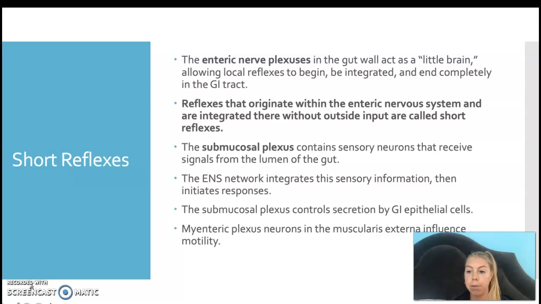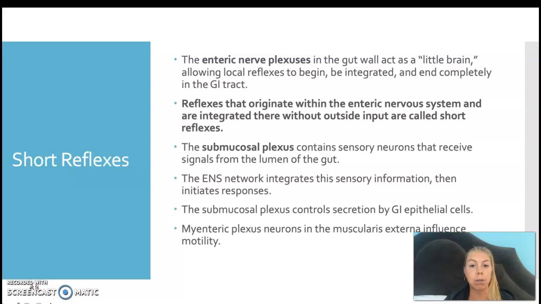So I'm now going to move into talking about short reflexes. The enteric nerve plexus in the gut wall acts as the little brain, allowing local reflexes to begin, be integrated, and end completely in the GI tract. So as I talked about in the first slide, that is the little brain. Reflexes that originate within the enteric nervous system and are integrated there without any outside input are called short reflexes.